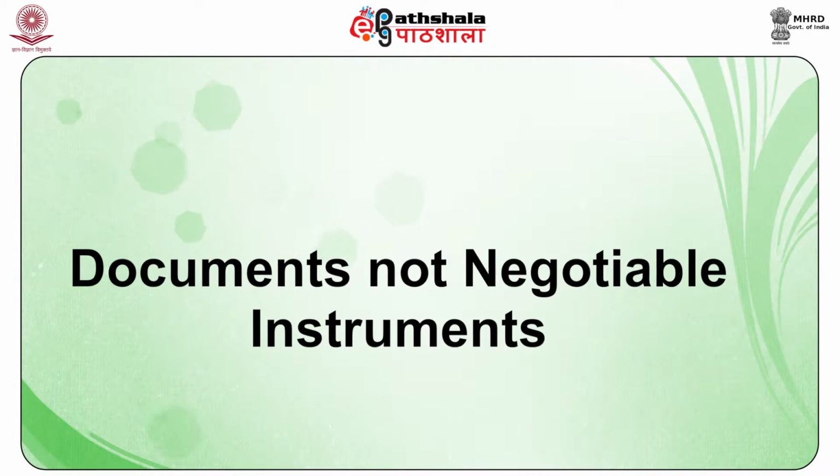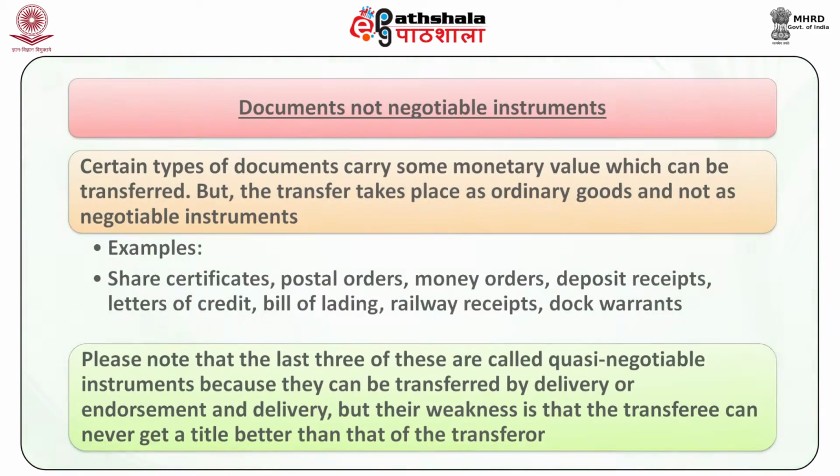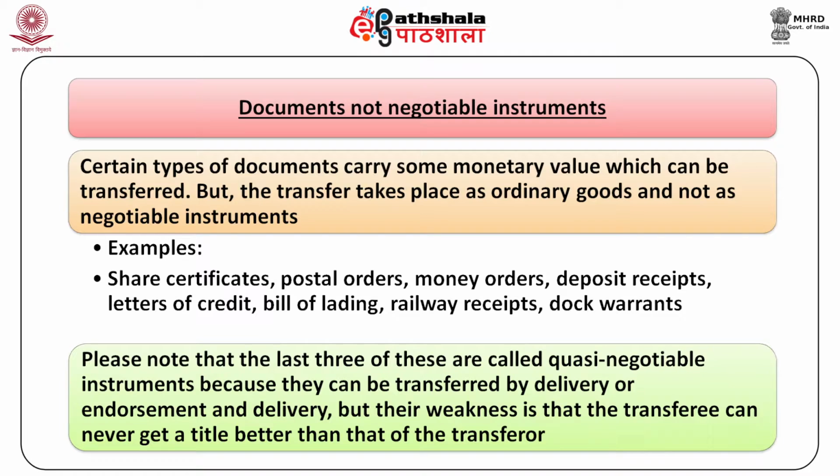Documents that are not negotiable instruments. Certain types of documents carry some monetary value which can be transferred, but the transfer takes place as an ordinary good, not as a negotiable instrument. One such example, or a few examples, are share certificates. That means share certificates are not transferable and hence they are not a negotiable instrument. Postal orders, money orders, deposit receipts, letters of credit, bills of lading, railway receipts and dock warrants.